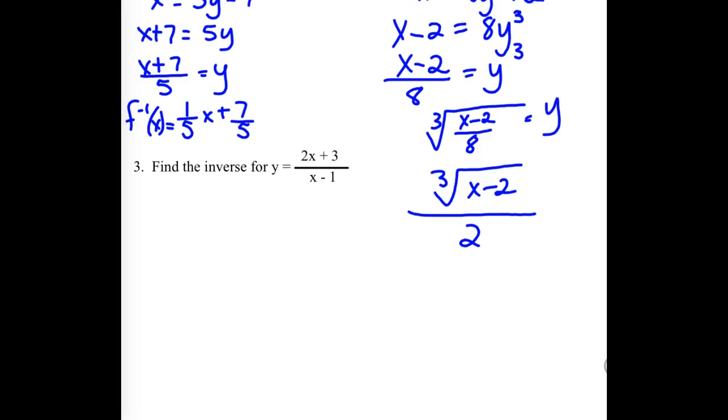Is that a function? We graphed a cube root at the beginning of notes today, right? We had that kind of sideways twist. Okay, would that pass the vertical line test? Yes. So we can say f inverse of x equals that.